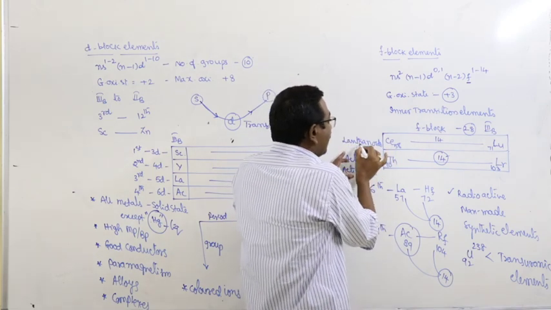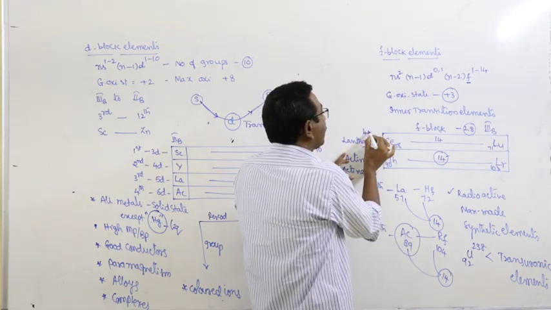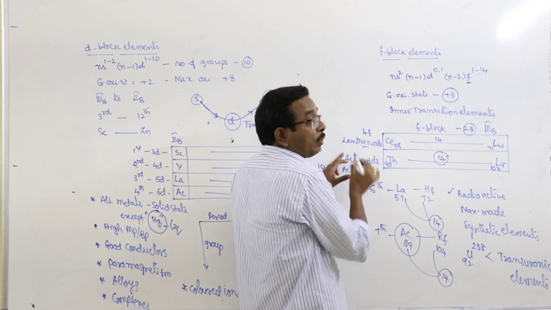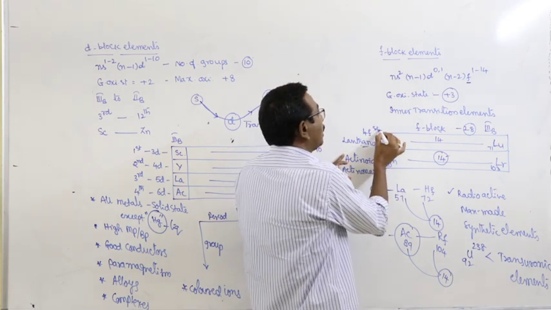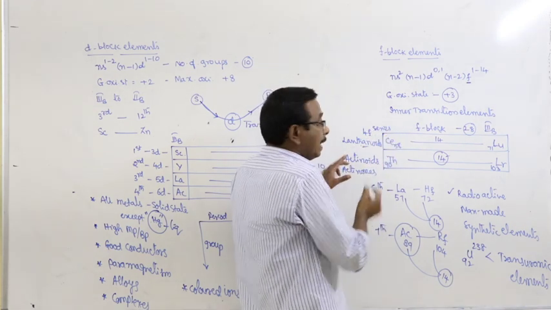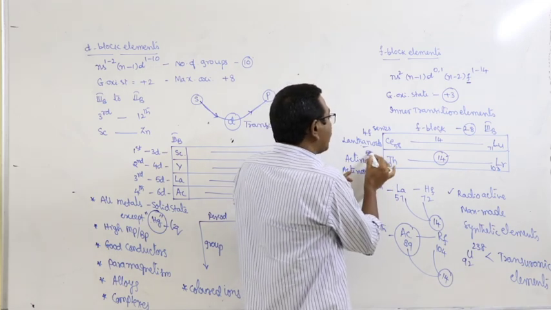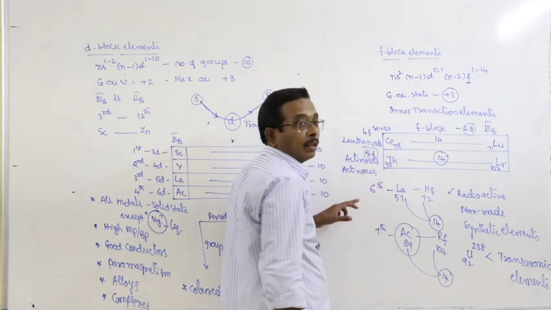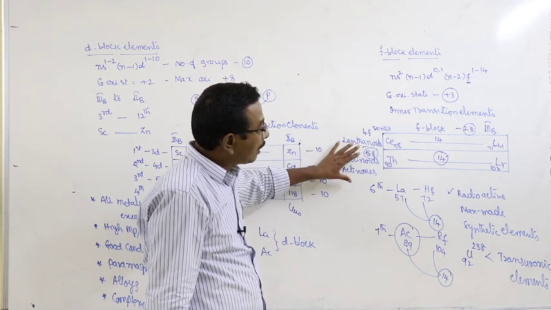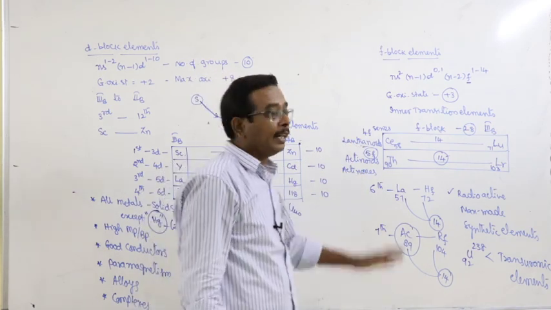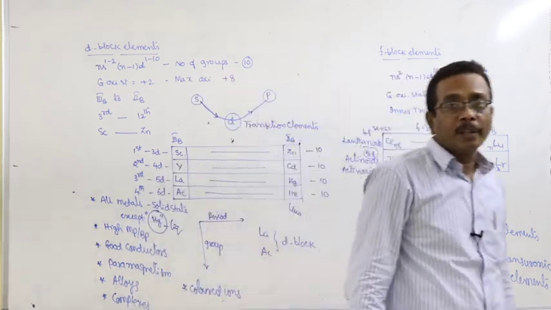Here, in lanthanides, the differentiating electron goes into the 4f subshell. So that is also known as the 4f series. In actinides, the differentiating electron goes into the 5f subshell. So they are also known as the 5f series. And finally, we can give a statement.